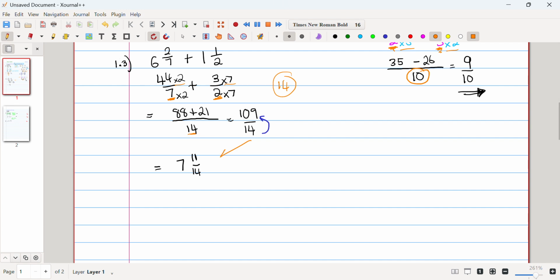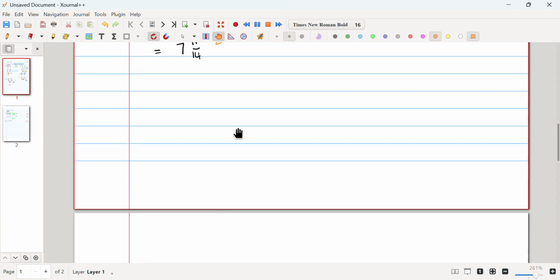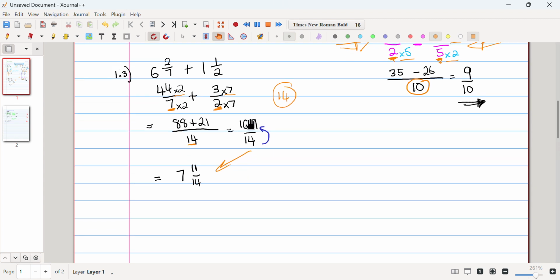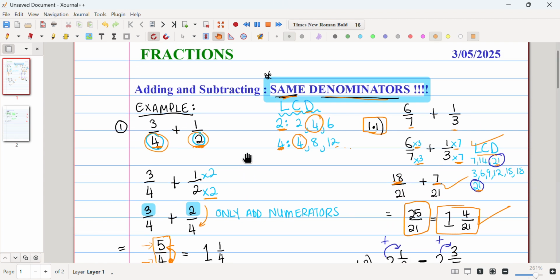And then what I did was I just converted into a mixed fraction. So you ask yourself, how many times does 14 go into 109? 7 times, and then there will be 11 remaining, and you keep the 14 at the bottom. With all that being said, guys, I think there was a bit too much to go through straight into multiplying, so I'll do that in another video just now, and then I'll post it. But for now, guys, that is adding and subtracting.